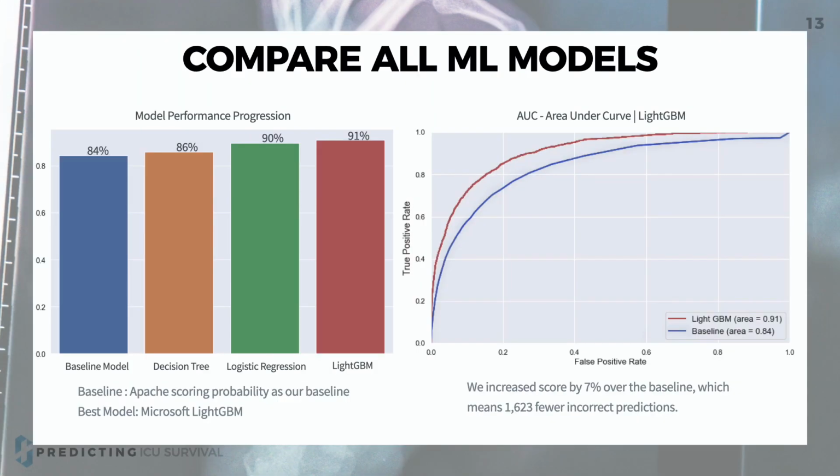With the awesome work our team did in creating some new measurements, we managed to use different algorithms to build our model and gradually increase the performance as shown on the chart on the left. The baseline model is the original Apache scoring, which is 84%. Our best model on the far right bar increased the score on the whole sample data set by 7% and reached 91%. What does this 7% mean? Our model reduced the number of wrong predictions by 1,623 cases over the original Apache score system.